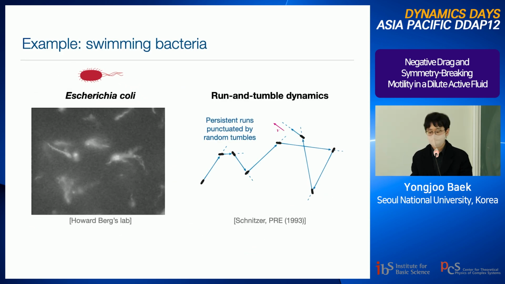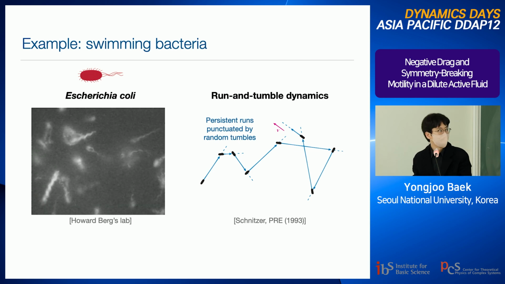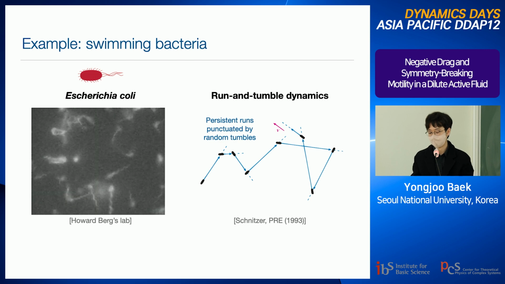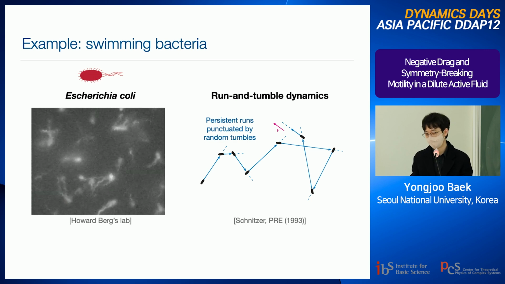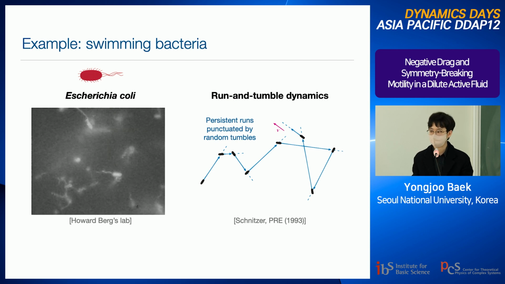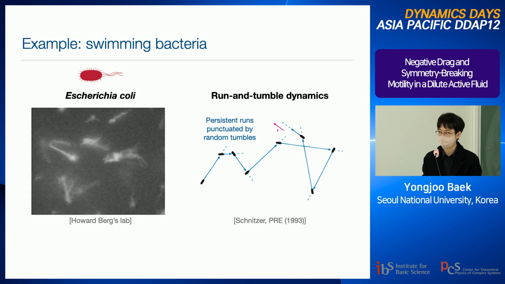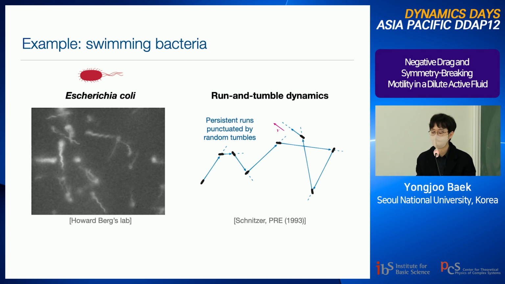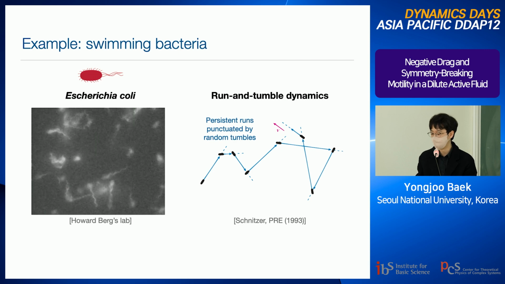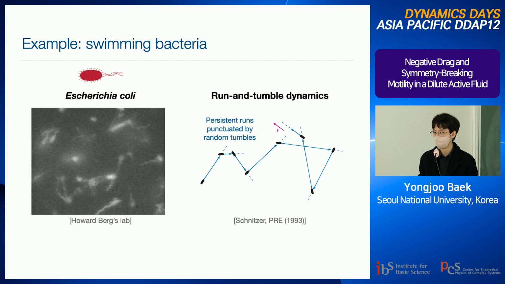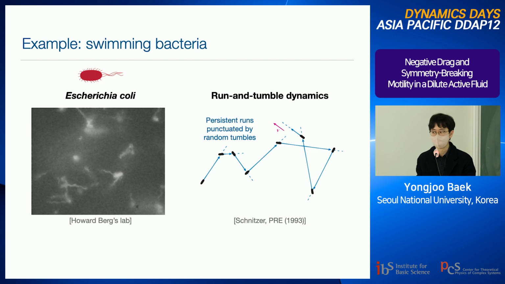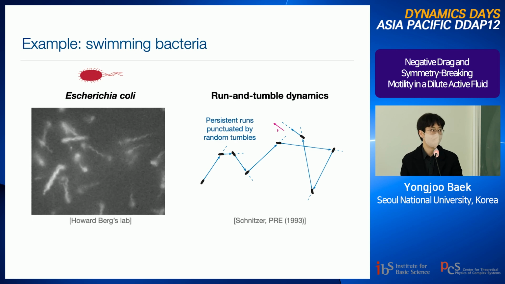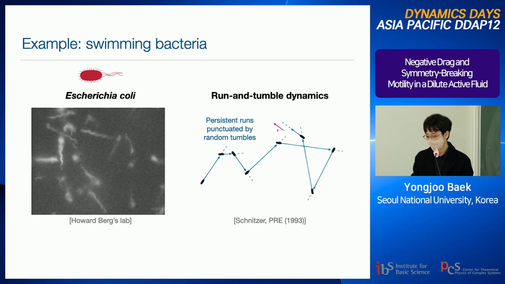Okay, so in the morning, Igor Aranson gave a very nice introduction to active matter, but I will just try to give my own take on this concept. One of the most basic examples of an active particle often cited by people is Escherichia coli, the E. coli. As you can see in this movie, this bacterium moves by a series of persistent runs and tumbles. So it moves roughly in a straight line for some period of time, and then it switches its direction randomly, and then moves on again.